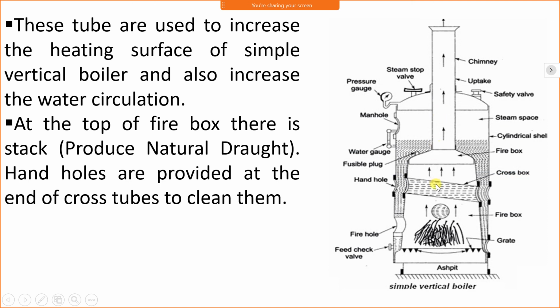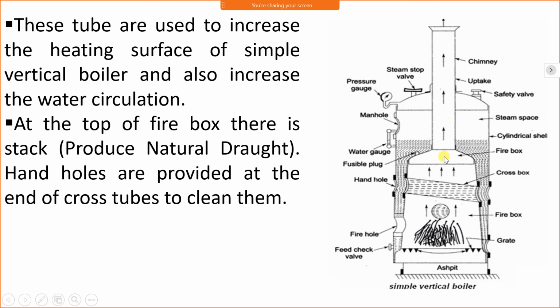Now what is meant by draught? Draught is a pressure difference between the flue gases inside the boiler and the cold air outside the boiler. That pressure difference leads the flue gas to move in the upward direction because of the density difference.